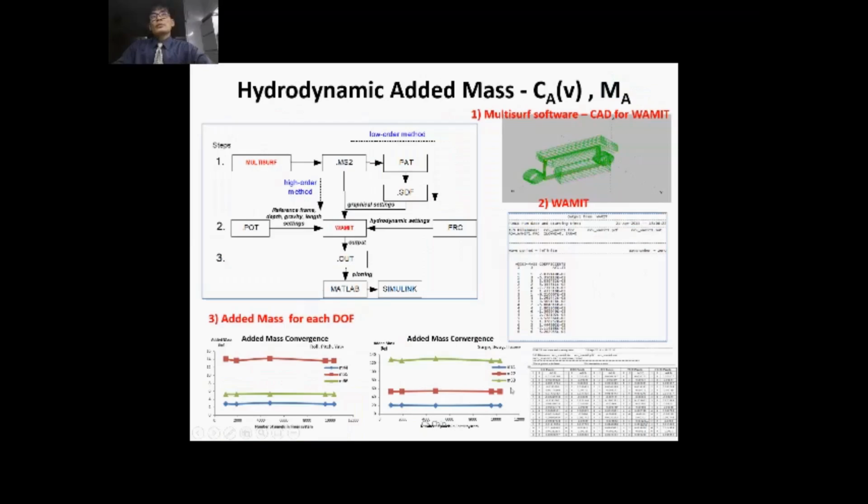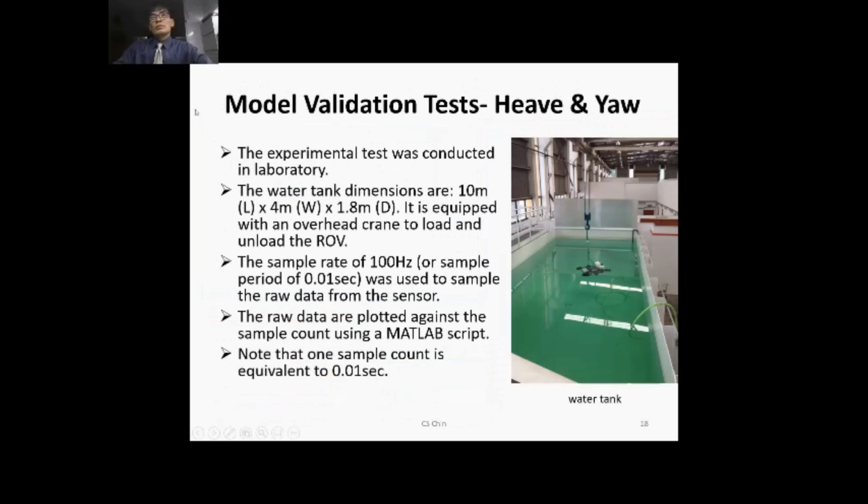And not only the hydrodynamic damping coefficients, we also need to find out the hydrodynamic added mass. You can see that we are using the Multisurf CAD software for WAMIT, and this is the WAMIT result, from which we can determine the added mass for each degree of freedom based on the design. Since the design is symmetric, we can do half of it. And then we do the model validation test for the heave, meaning in the Z direction, and yaw about the Z direction.